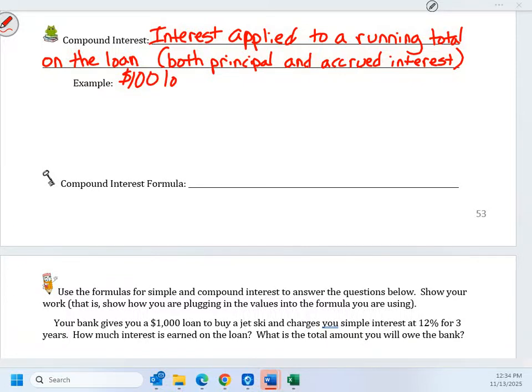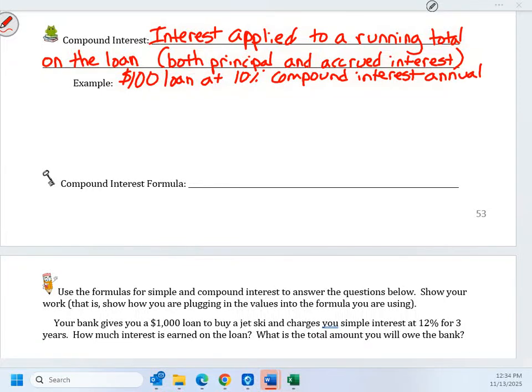So, we're going to use our same example of that $100. So we're taking out a $100 loan at 10% interest. Or, sorry, compound interest, I have to specify. That compound interest annually.